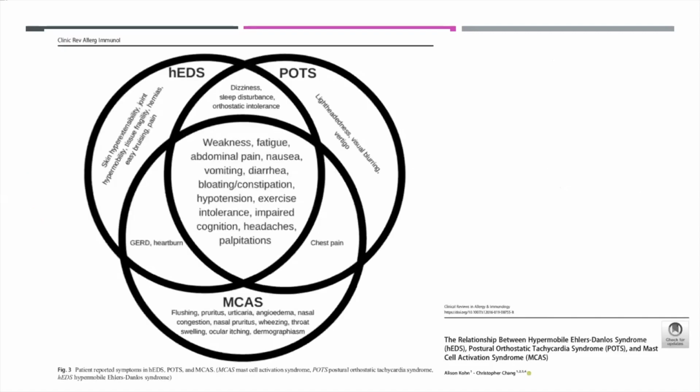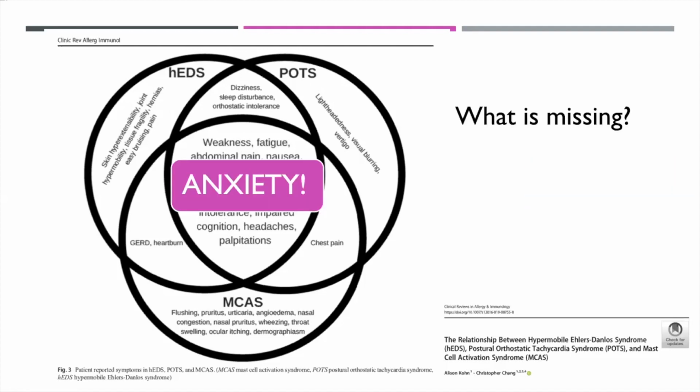So these conditions are important to be aware of because all of these conditions, hypermobile EDS, POTS, postural orthostatic tachycardia syndrome, and mast cell activation syndrome, have a lot of symptoms in common. They have a tremendous amount of overlap in this middle area. And one very important thing in this paper that they did not mention, though, is anxiety. This is an important feature that can occur with all three of these conditions.